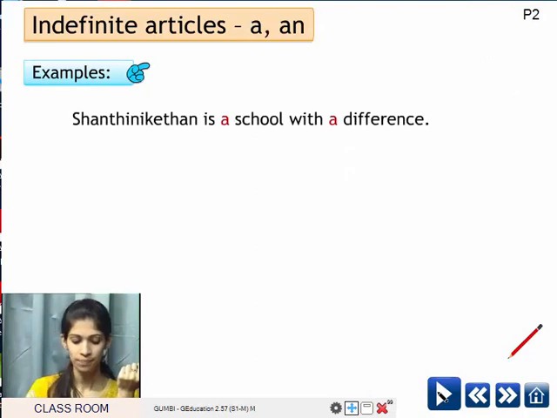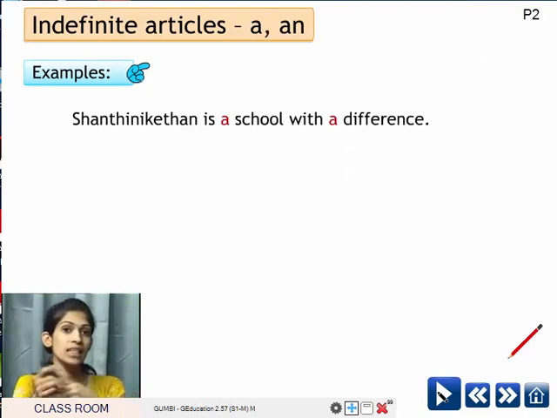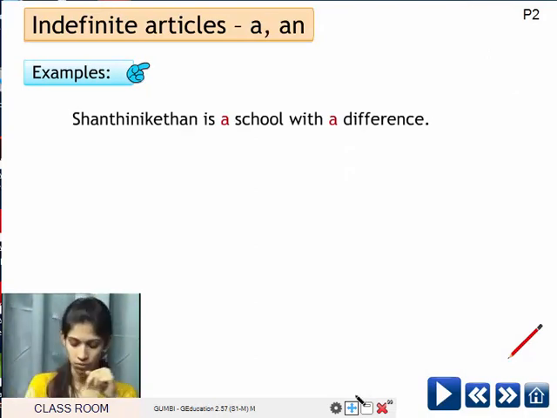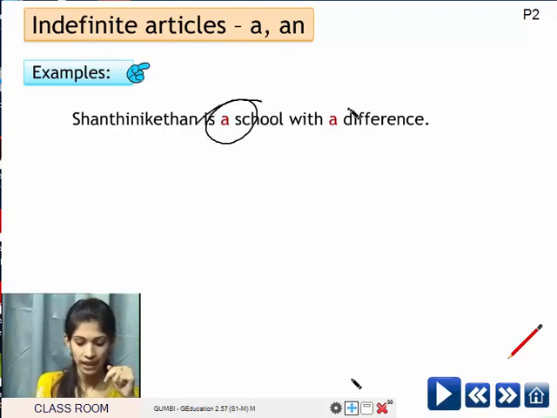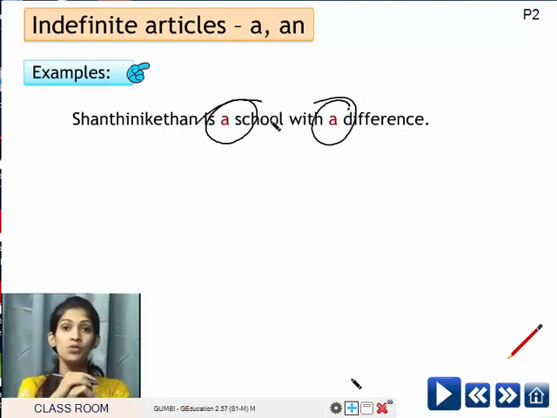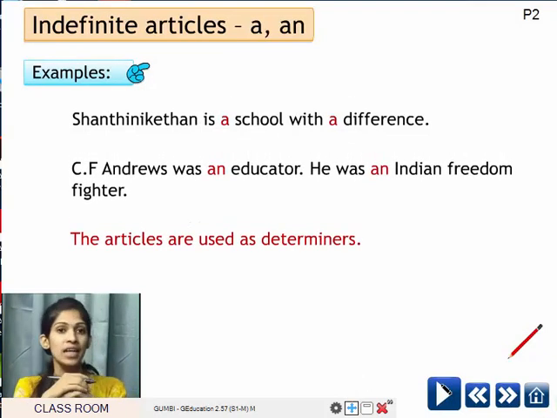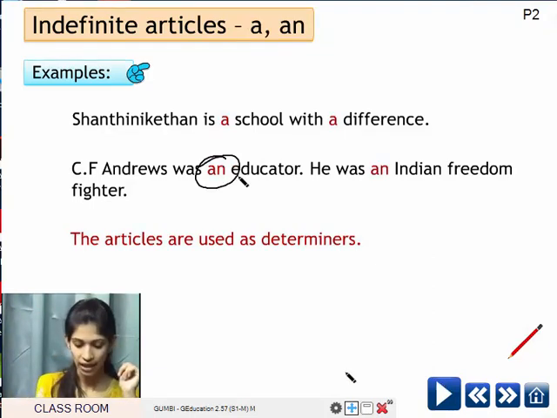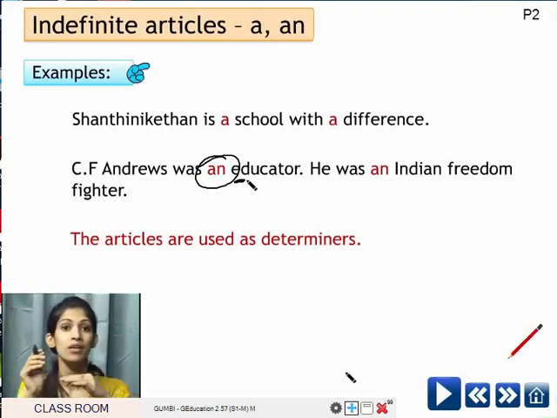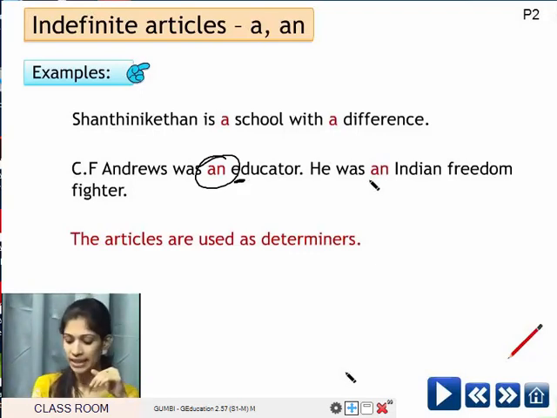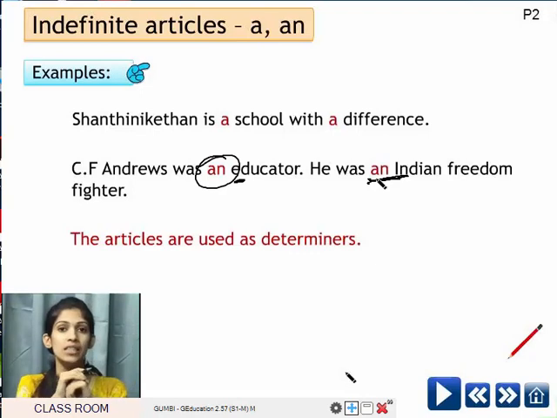So examples are: Shantiniketan is a school with a difference. So this is the example for where we use a. Andrews was an educator. He was an Indian freedom fighter. So here we used an because educator begins with a vowel sound, right? Yes, here also an Indian. The word Indian begins with a vowel sound, right? Yes.